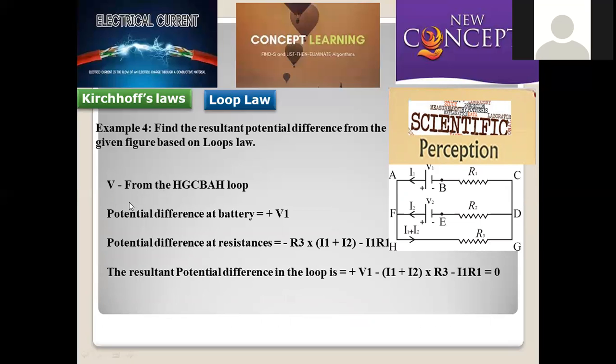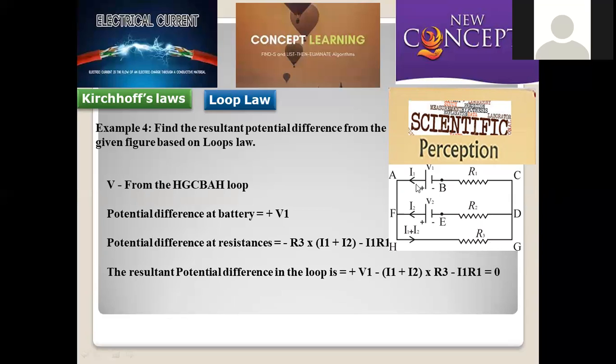Now let us apply the fifth possibility too. How can it be possible? Let us see. We are starting from H. This is taken as the starting point here. H, G, C, HGC. So this entire system was taken into consideration now. That means the total circuit was taken into consideration: H, G, C, B, A, H.